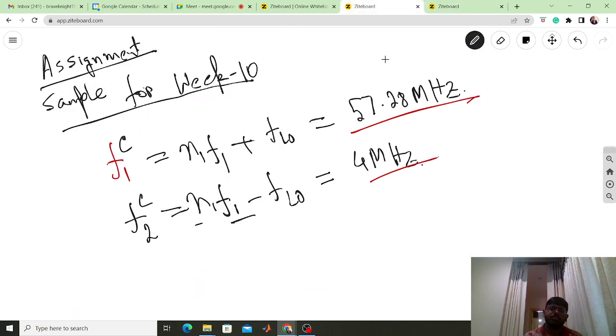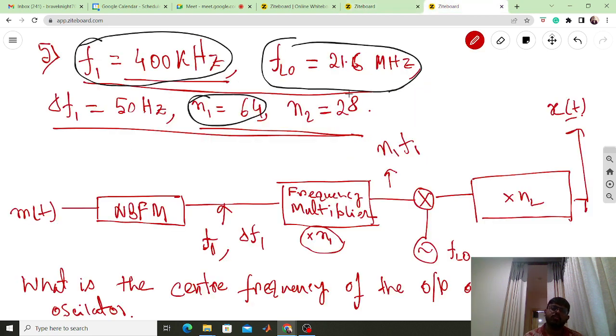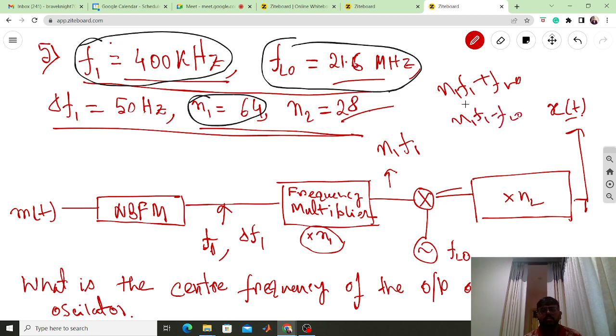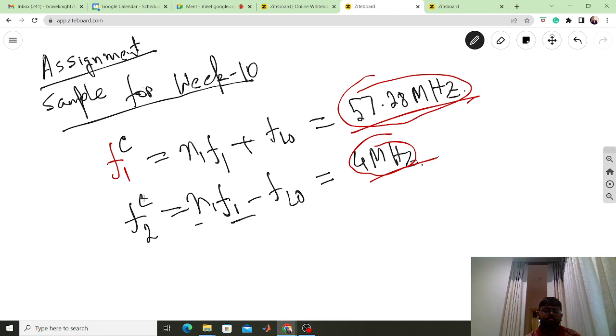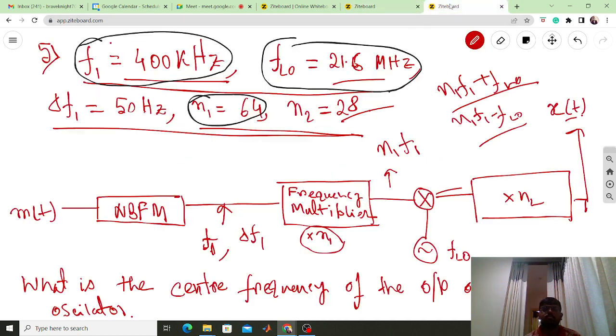So the answer is like 57.28 megahertz and 4 megahertz. I think you should check at least once with your calculator whether these answers are coming or not. Only 3 pieces of information will be required, because this is a frequency multiplier that is multiplying this F1 signal, and then it is getting multiplied with a local oscillator. So what will be the output of this local oscillator? The output of the local oscillator will be N1 F1 plus FLO and N1 F1 minus FLO. Those two things we have calculated here.